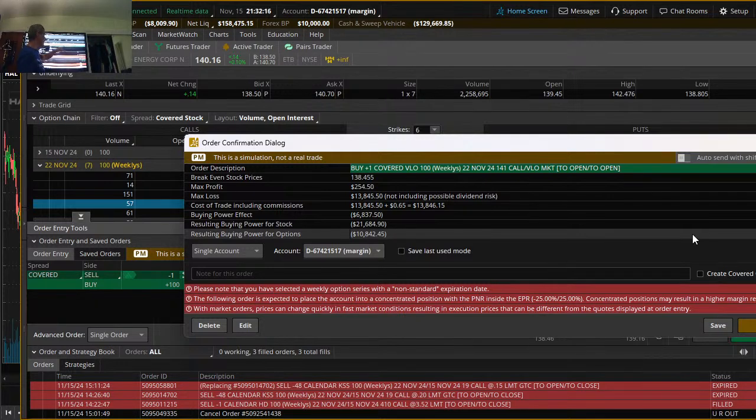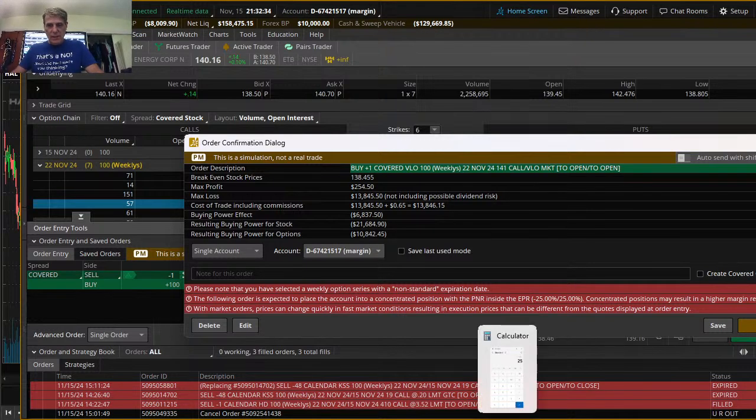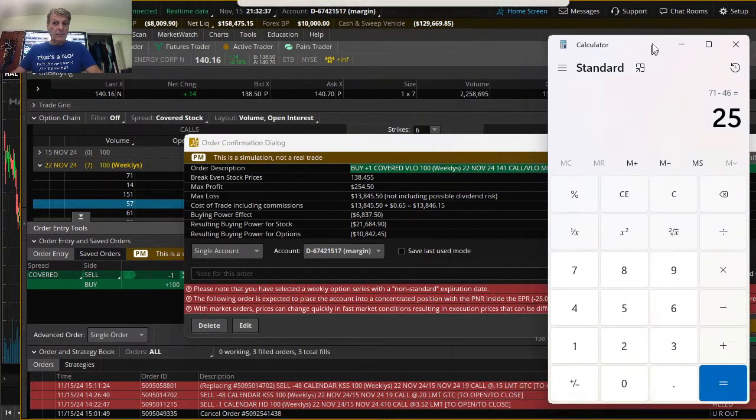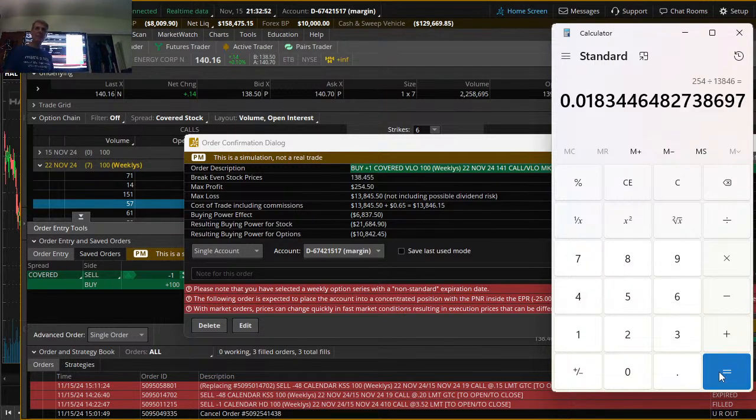141 call strike against the stock at the market price. My profit is going to be $2.54 per share. Sorry, $2.54 per contract. Well, you could say $2.54 per share. But anyway, what does that equal? Well, let's bring up the calculator and do a little bit of creative math. $2.54, right? That's the profit for each contract. Each contract is going to be $13,846. So that gives you a grand total of 1.8%.